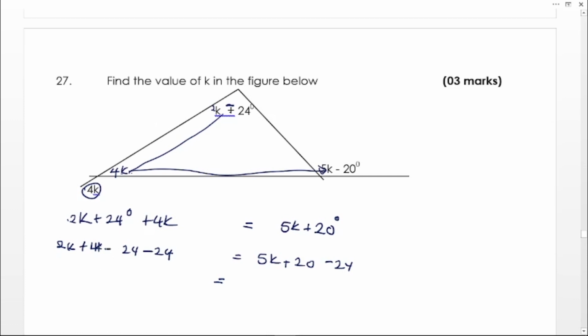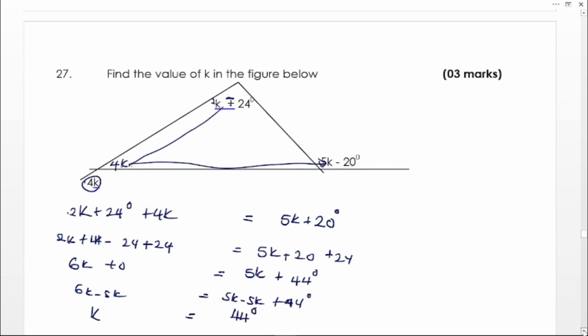So 4k minus, then plus here, and also plus this one. So now we are having 5k plus. Now this is 40, this is 40, 44 degrees, and then this is 6k. Automatically this is 0. Now 6k minus 5k is equal to 5k minus 5k plus 44. Therefore k is equal to 44 degrees.